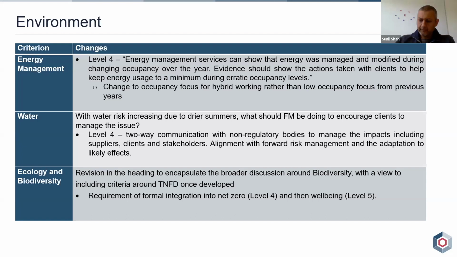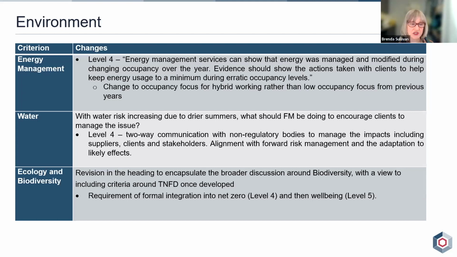On the water, now the water is something that's really interesting. It has been pulled out, as you know, for its own category here. It's not inside ecology or something. One of the big changes on this one is about the communication with the non-regulatory bodies. And this can be customer, can be supplier, communities, which is something that not all of us are doing yet, the local councils themselves, or any other sort of authorities that there may be.